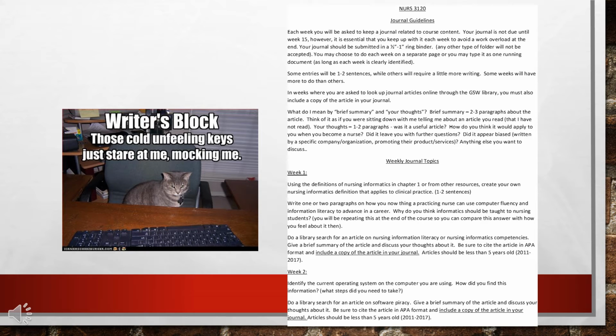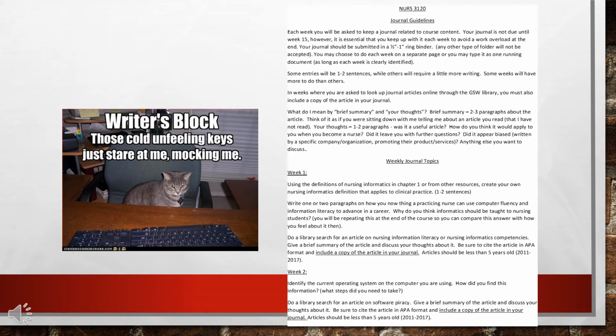The journal itself should be typed. You can decide to start each week on a new sheet of paper, or you can keep it a running journal. All I need you to do if you keep a running journal is to make sure you clearly delineate between week 1, week 2, and you can do it kind of like I did this paper, just on the left-hand side of the page, type week 1 and underline it and do the work, and then when you get to week 2, you can underline week 2. However you want to do it's fine, as long as I've got a clear delineation between the weeks.